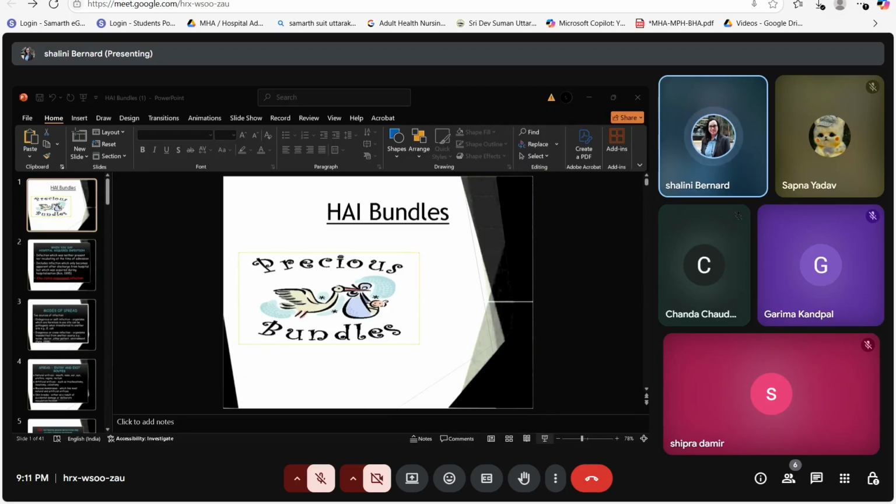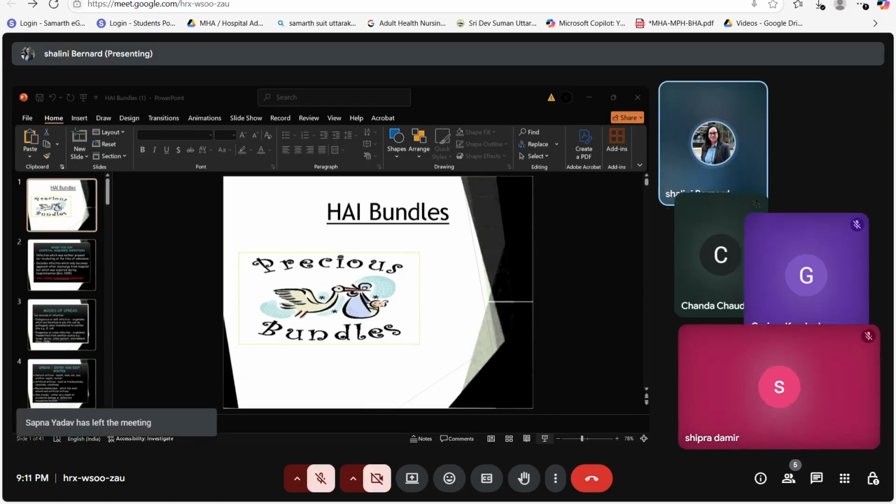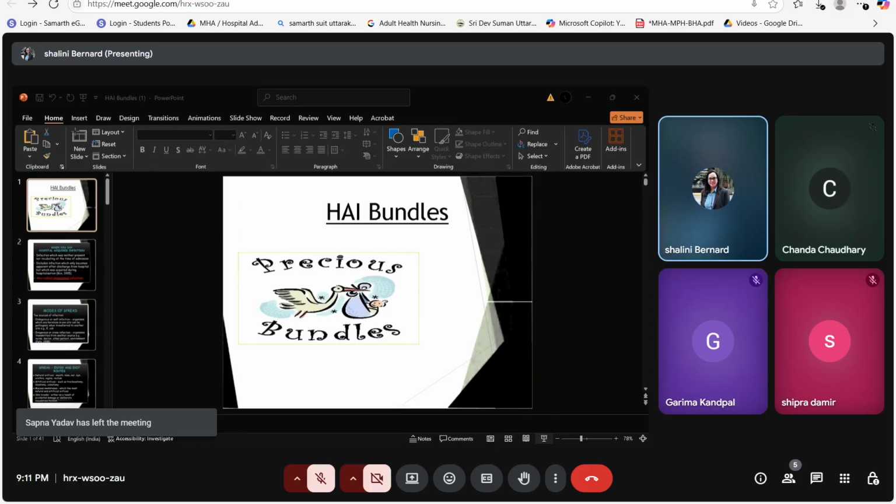What is the mode of spread? There are two sources of infection: one is endogenous and the second is exogenous. Endogenous means the organism is present in the patient's body, but it transfers from one area to another area and causes infection. For example, E. coli is our gut flora, but when it enters the bloodstream, a wound, or the trachea, it can cause infection.